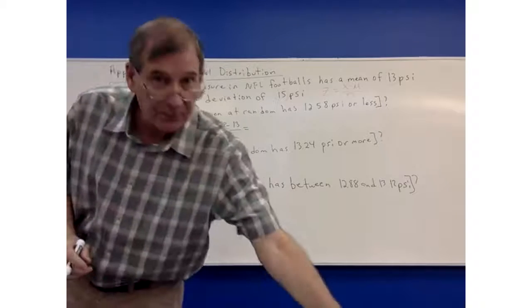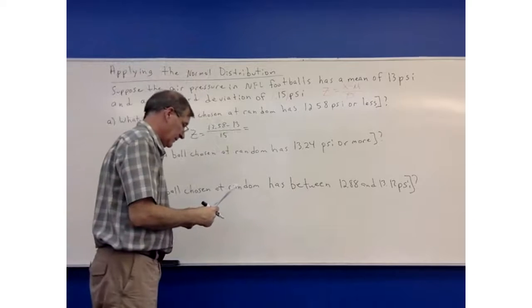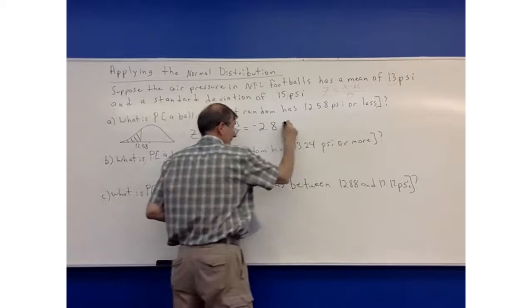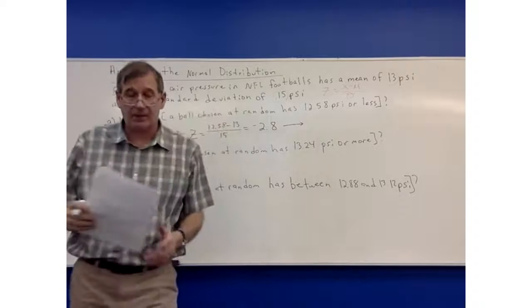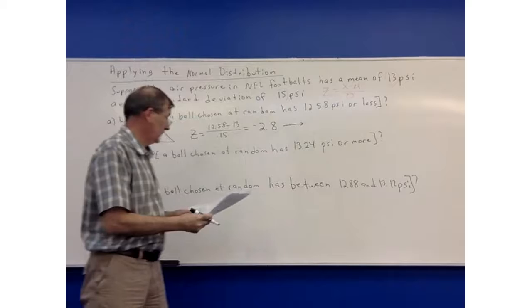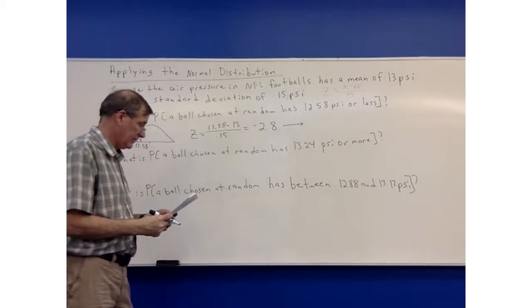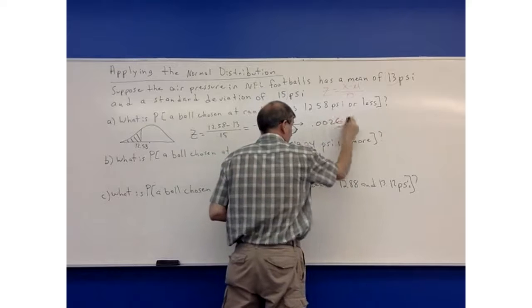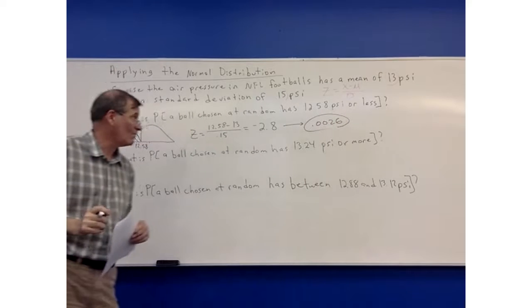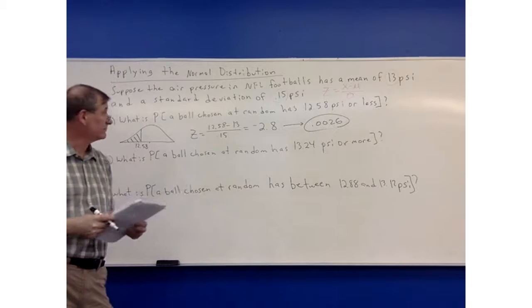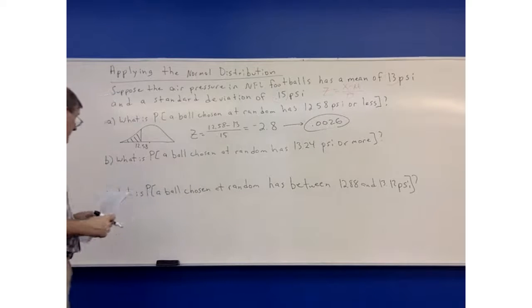Okay, if we make that computation, we get negative 2.8. And then we look that up on the Z table. Negative 2.8 gives 0.0026. That doesn't happen very often. Okay, let's look at the next one.